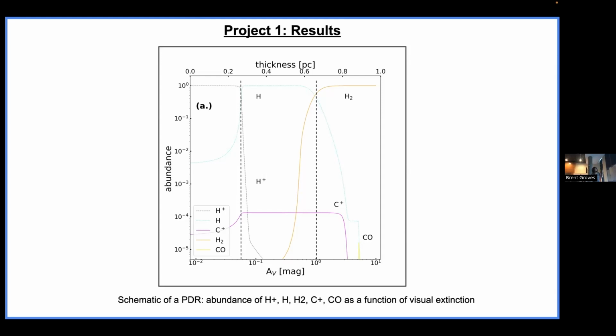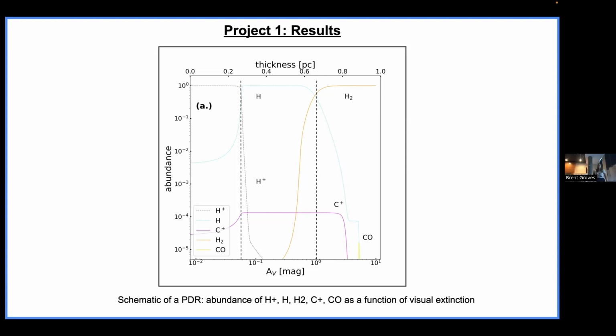Basically, here you can see 2 fronts. The first one is atomic hydrogen over H plus, and the second one is molecular hydrogen over H plus. And also at the end, you can see the molecularization of the carbon, because we went from C plus to CO. Moreover, as input in Cloudy, we put the hydrogen density, the ionization parameter, and also the metallicity.